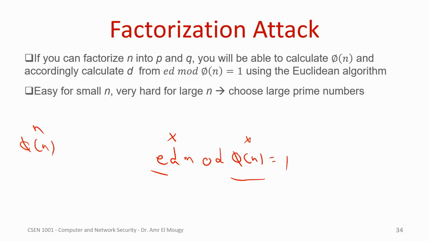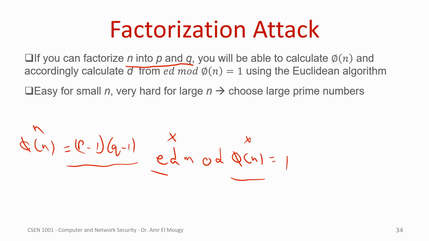How will you obtain phi n given n? Phi n is actually equal to p minus 1 multiplied by q minus 1. So in order to obtain phi n from n, you have to obtain the values of p and q. This is actually why it is called the factorization attack. The factorization attack goes into factorizing n into the values of p and q.